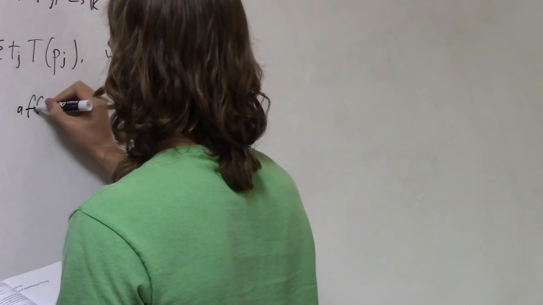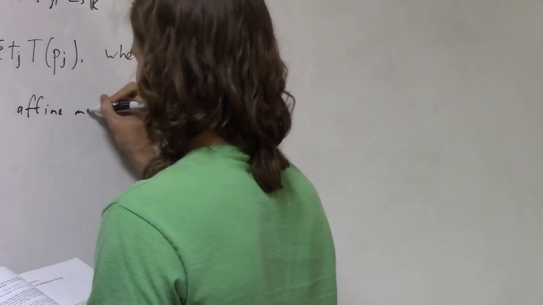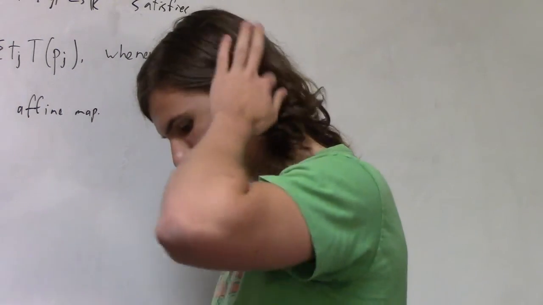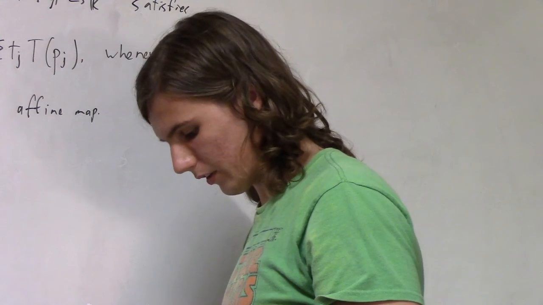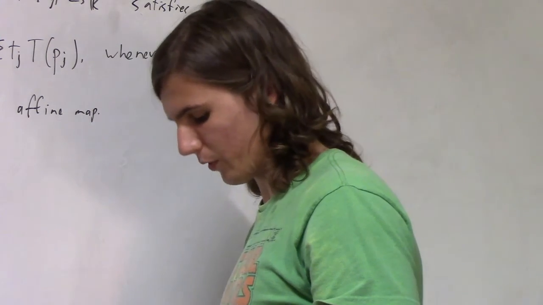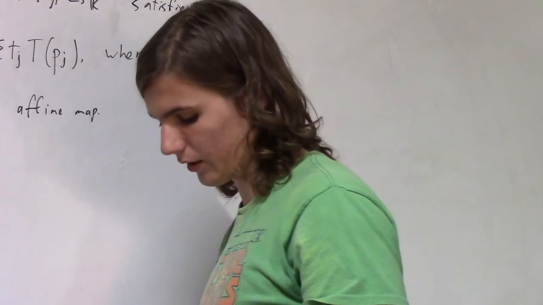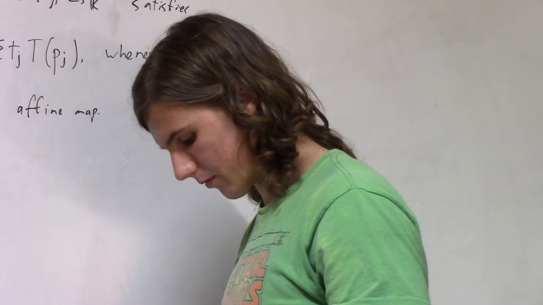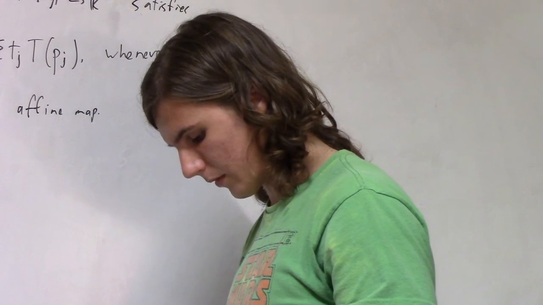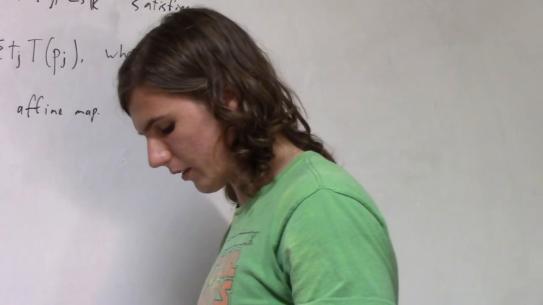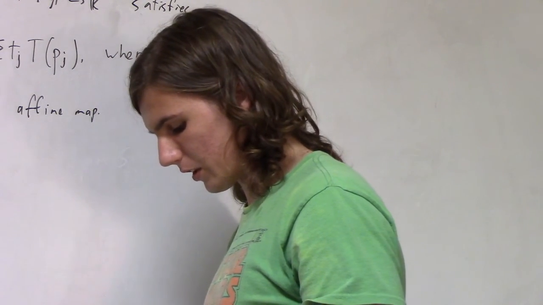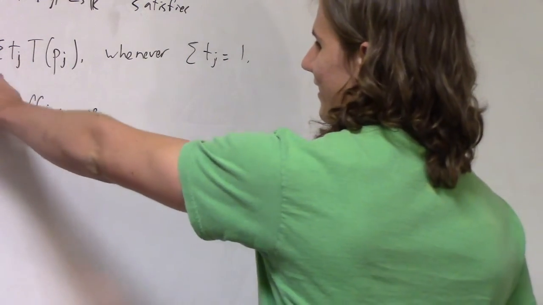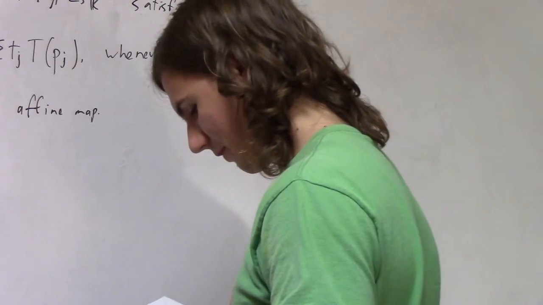A little let down. I'd think it would be a convex map, but you'd be wrong. Okay, so affine maps preserve affine combinations and hence convex combinations. And the uniqueness of barycentric coordinates allows this to be well defined. Because if it weren't, you'd have some issues.